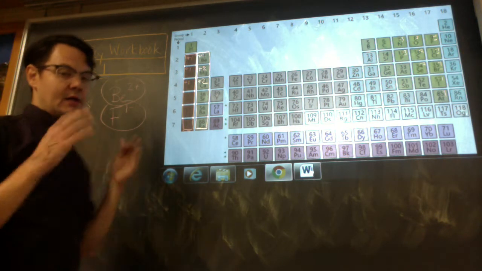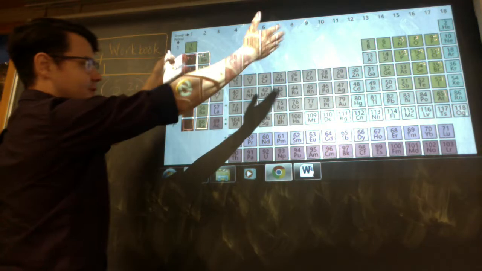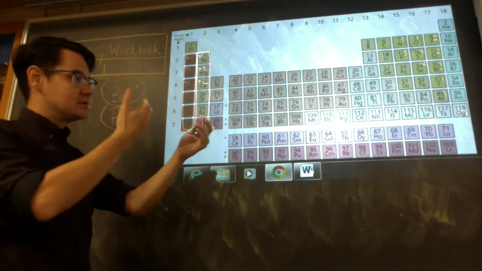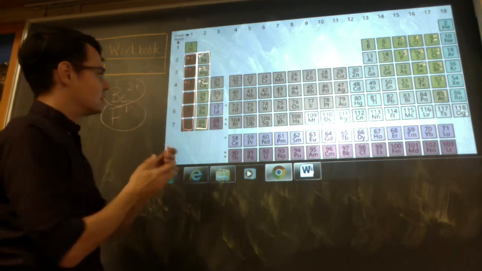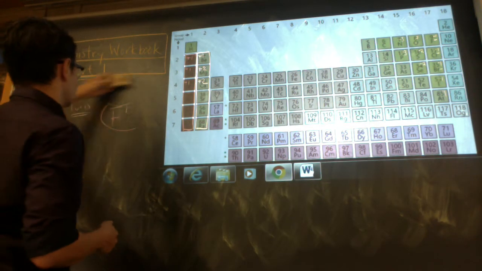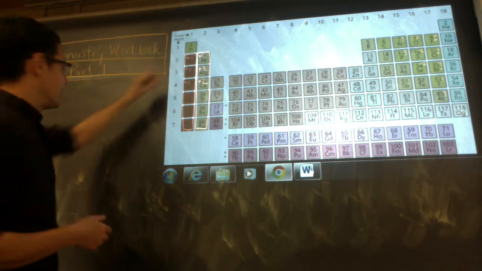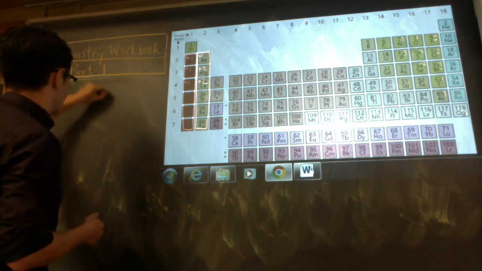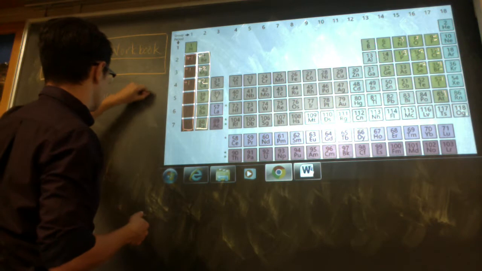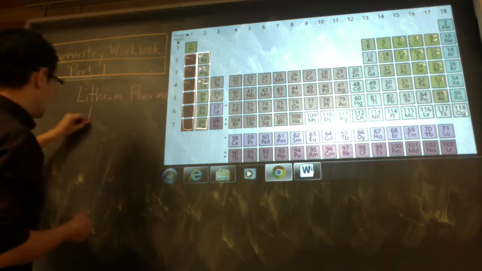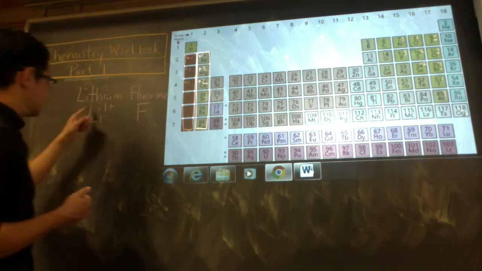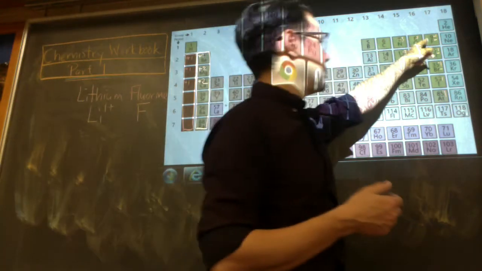And so an ionic bond is when two of these, a metal and a non-metal, make a deal basically to balance each other's electrons out, basically. So let's say lithium and fluorine. All right, those are Li and F. So Li here is going to become a 1 plus. It's going to get rid of one electron. Fluorine is going to become a 1 minus.